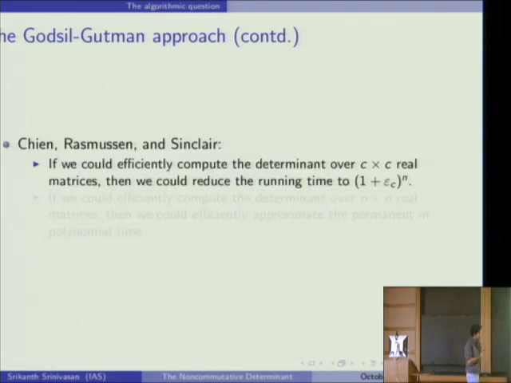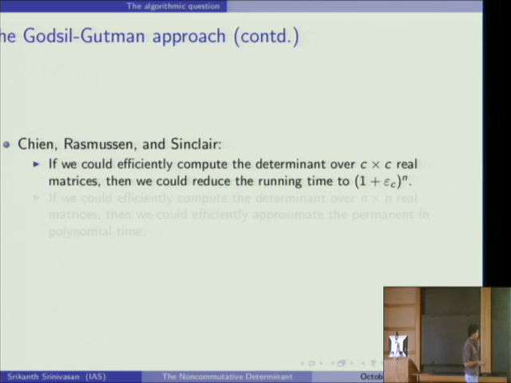So it turns out that if you can efficiently compute the determinant over larger and larger real matrix algebras, then we can actually reduce the running time to a small exponential. So for example, when c becomes like 100, this epsilon sub c is going to be like 1 over 100. So it's going to tend to 0 as c tends to infinity. Right. So we get algorithms that run in time 1.01 to the n, 1.001 to the n, and so on.